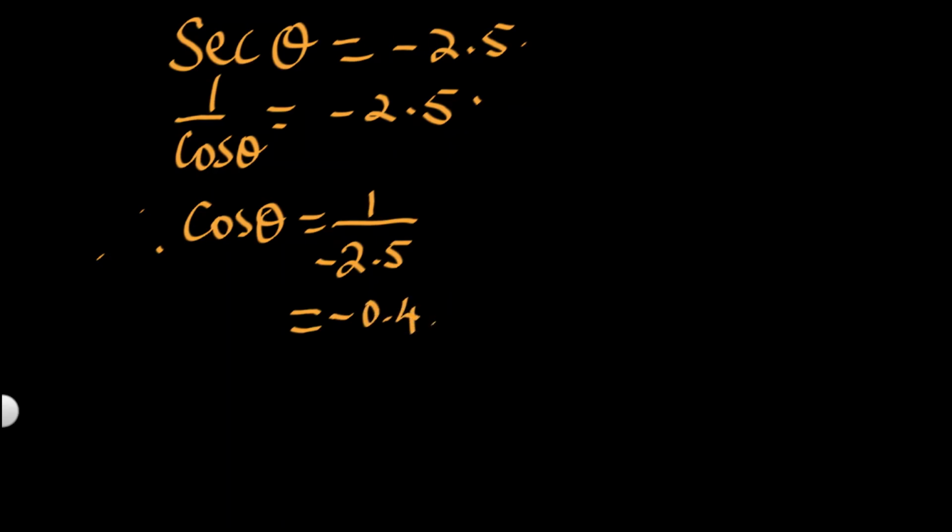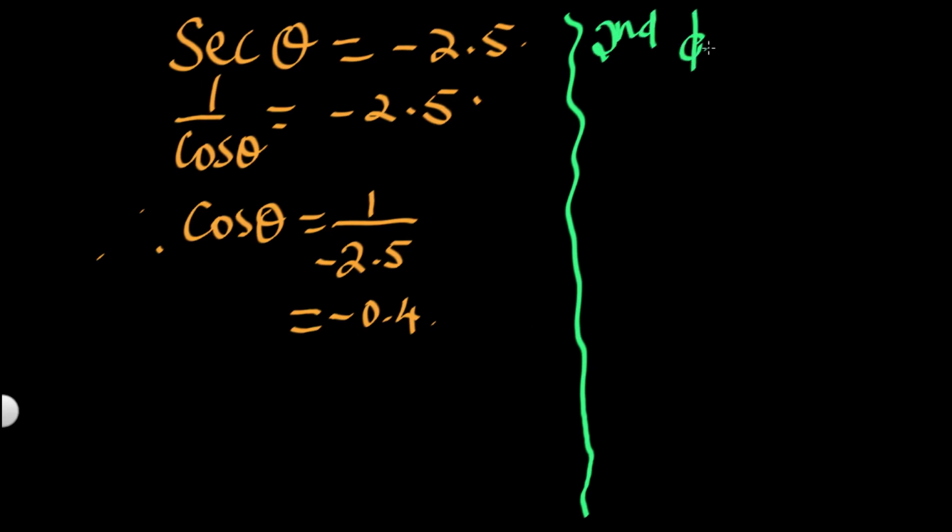The negative here is telling me the quadrants where I should look for my answers. So cosine is negative in the second and third quadrants. My answers should come from the second and the third quadrant. This is what it tells me.